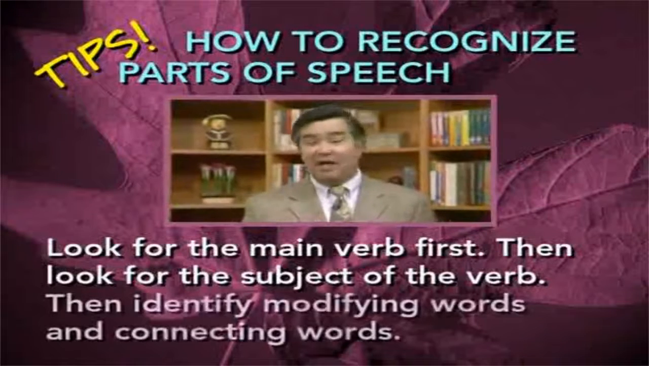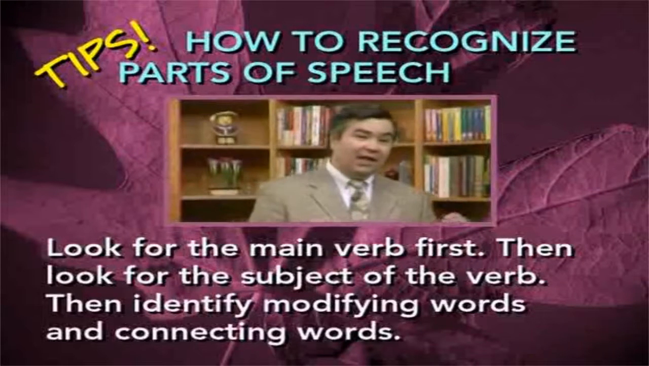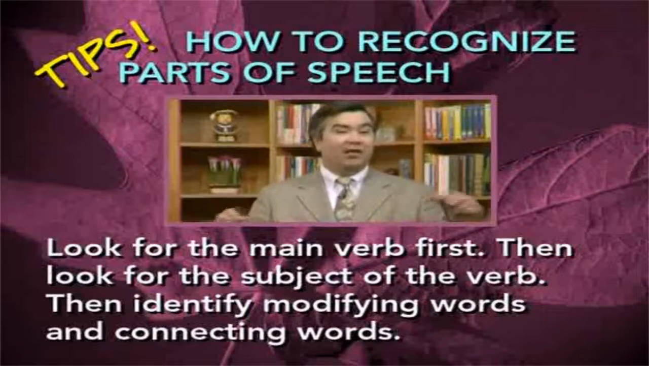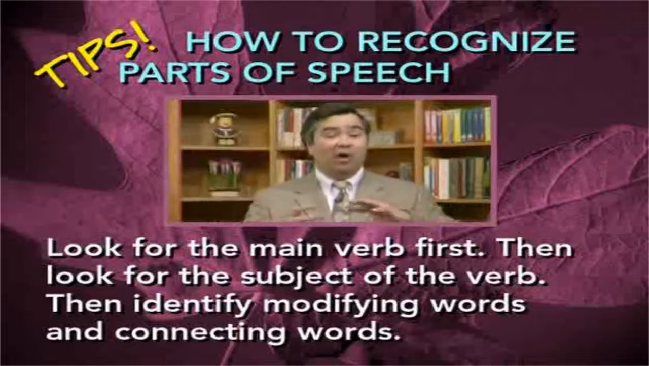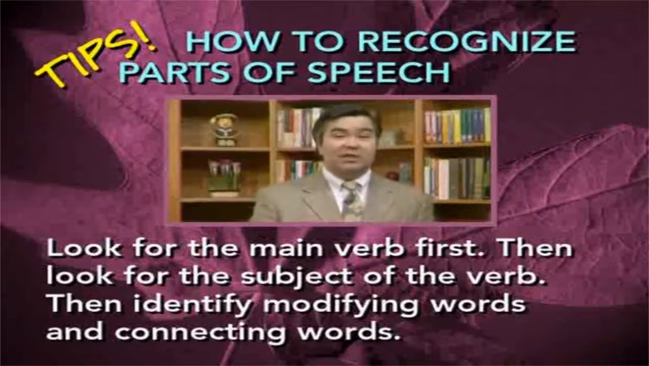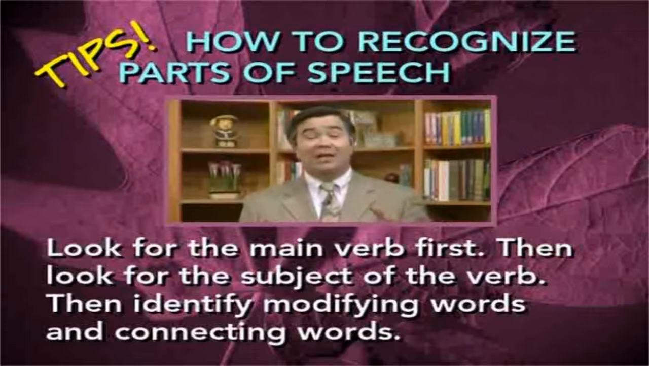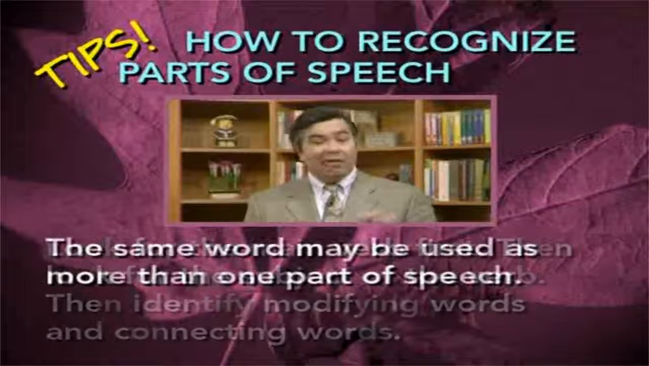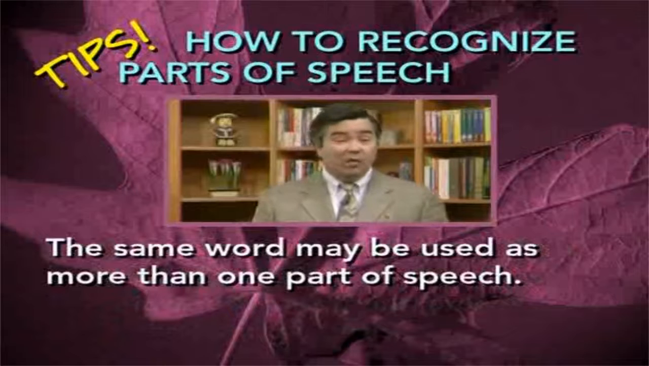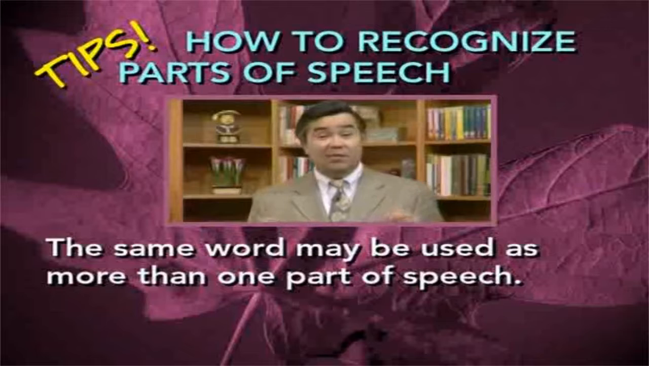You can identify the modifying words, adjectives, articles, and adverbs. You can identify the connecting words, the conjunctions and prepositions. And little by little, you can fill out all the rest of the sentence and understand how it all works together. So begin by identifying the verb, then look for the subject of the verb, and gradually fill in the other parts of the sentence. That's usually the easiest way to understand the structure of a sentence. And remember, too, that the same word may be used as more than one part of speech. We've already seen a couple of examples, but let me leave you with one more illustration of this important fact.